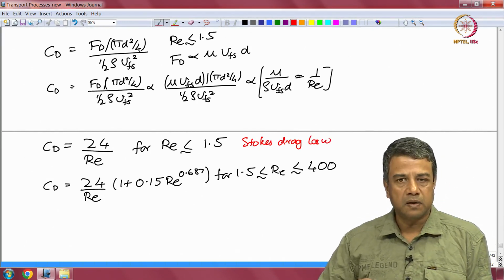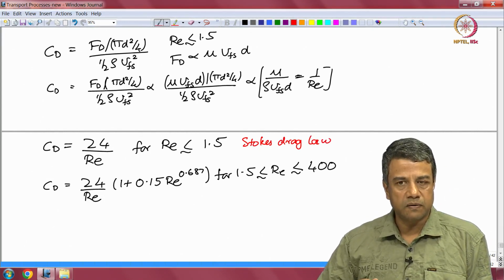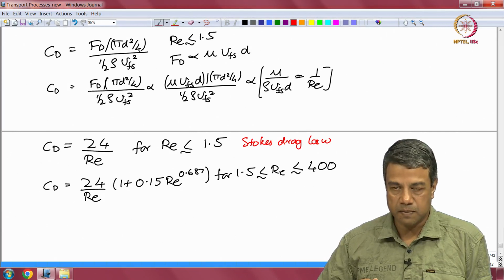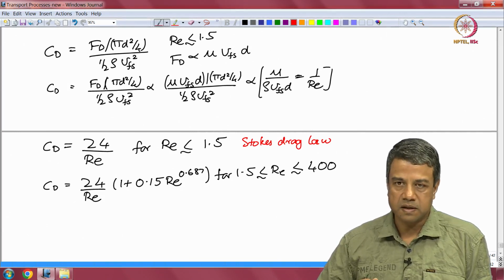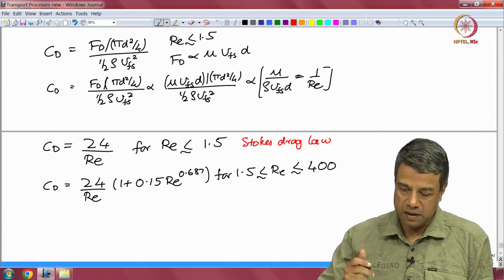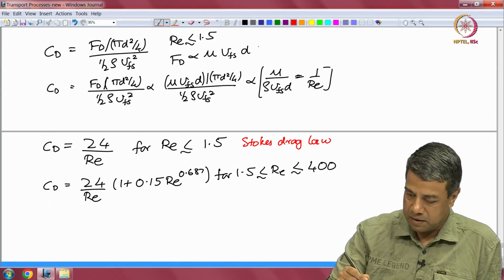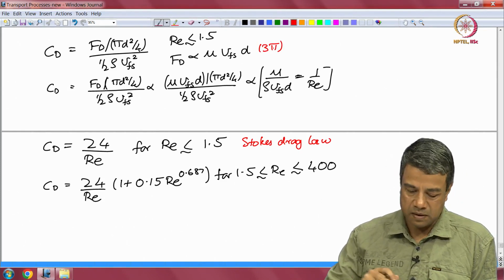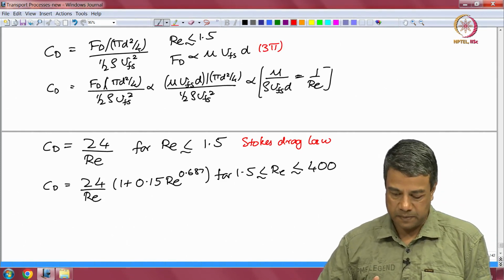Recall that we had derived this in the limit of low Reynolds number using dimensional analysis, up to within a multiplicative constant. That constant was 3 pi, if you recall, in the viscous limit, and if you substitute that, you will get 24 by Re here.